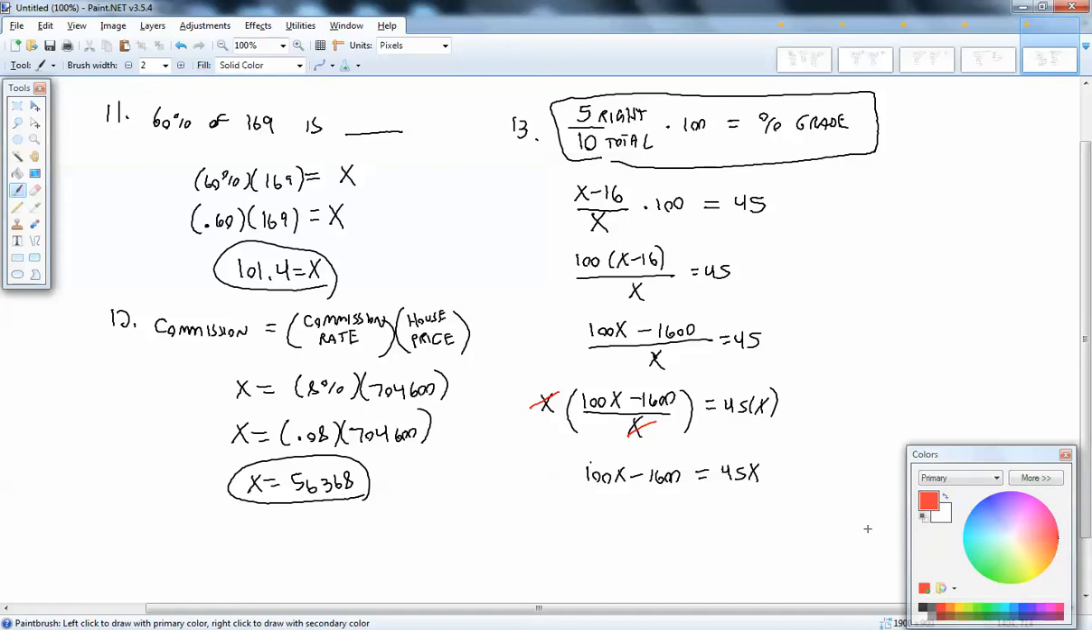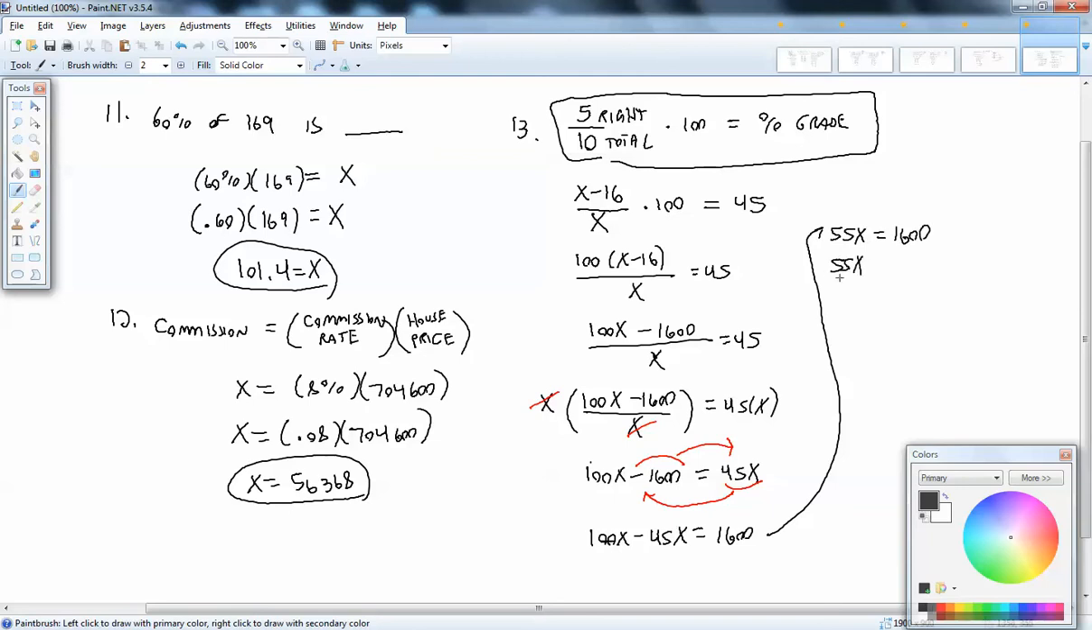That was first step, get rid of parentheses. Second step was get rid of fractions. Third step, get everything with an x on one side, numbers on the other. So take 45x over here, take negative 1600 over here. And so we get 100x minus 45x is equal to 1600. 100x minus 45x is 55x. Combine like terms at any step, equals 1600. And then last step, divide both sides by the number in front of your x, which is 55.